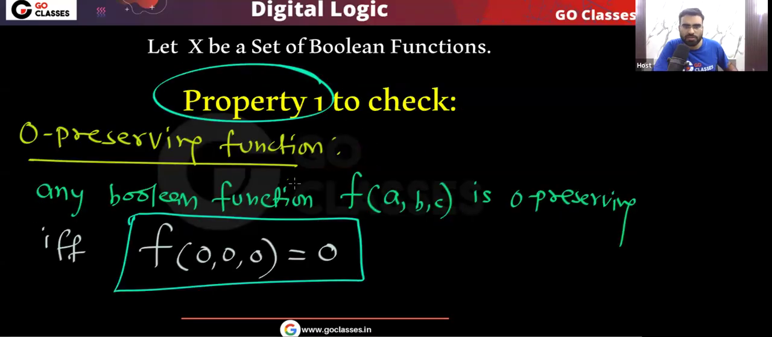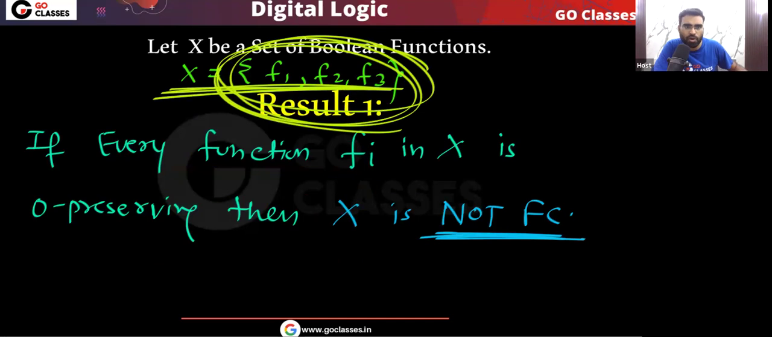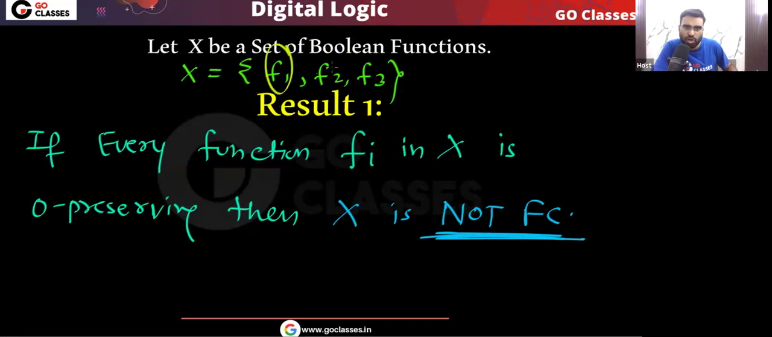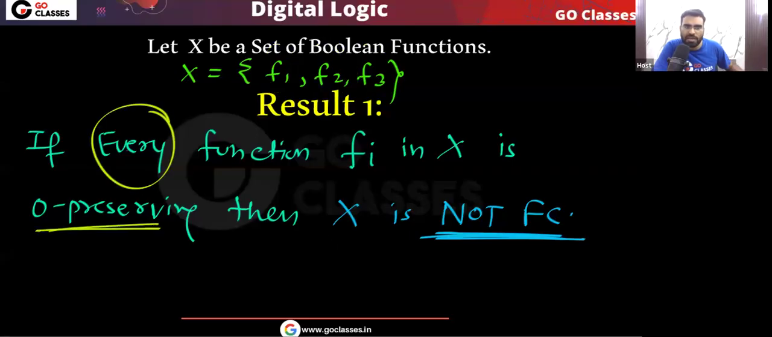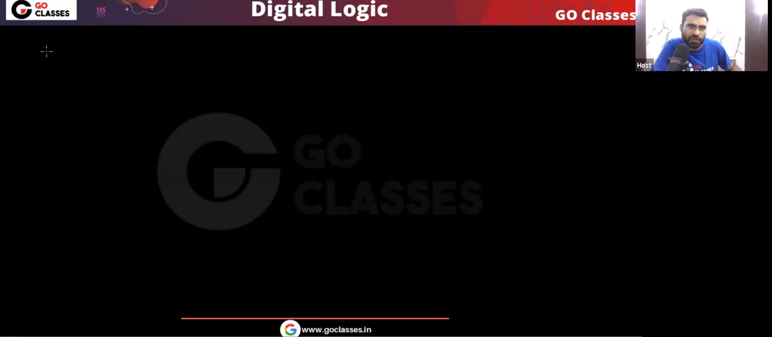See, what you need to do is just check whether these functions are zero preserving or not. This is your set X, and the question is asking whether this set X is functionally complete or not. So you will check: is this zero preserving, is this zero preserving, is this zero preserving? If every function is zero preserving, then you can say that this set X is not functionally complete. Okay, is this clear?